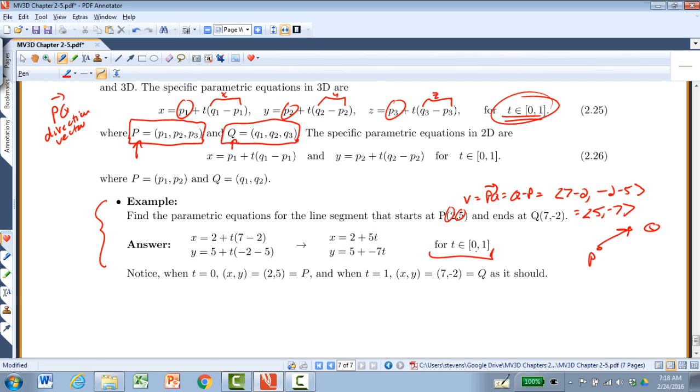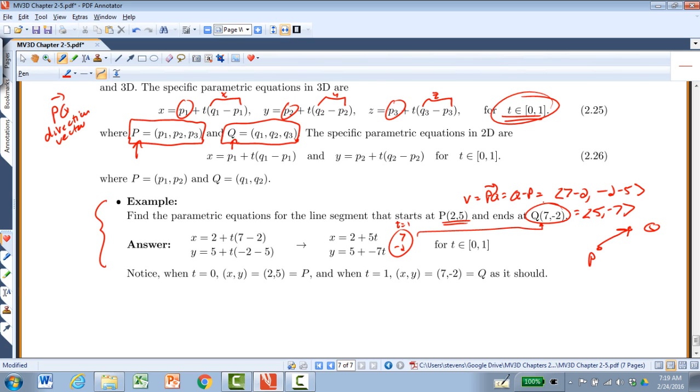Notice when t is 0, I'm at the point 2, 5. That's where I started. And notice when t equals 1, then x is 7, and y is negative 2. That's where I ended. Very handy little trick.